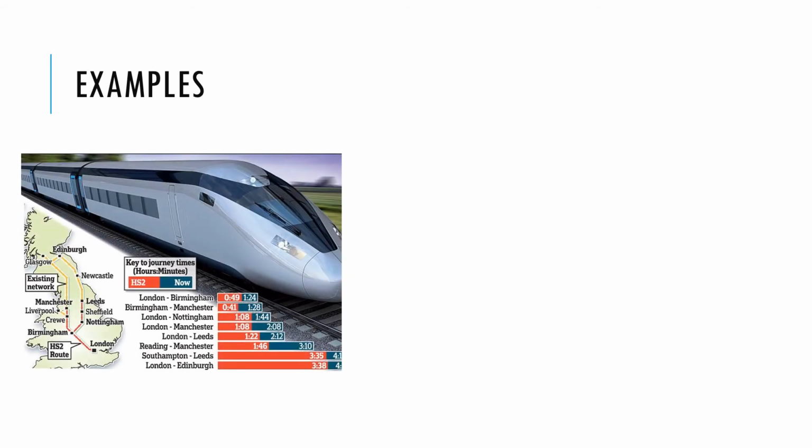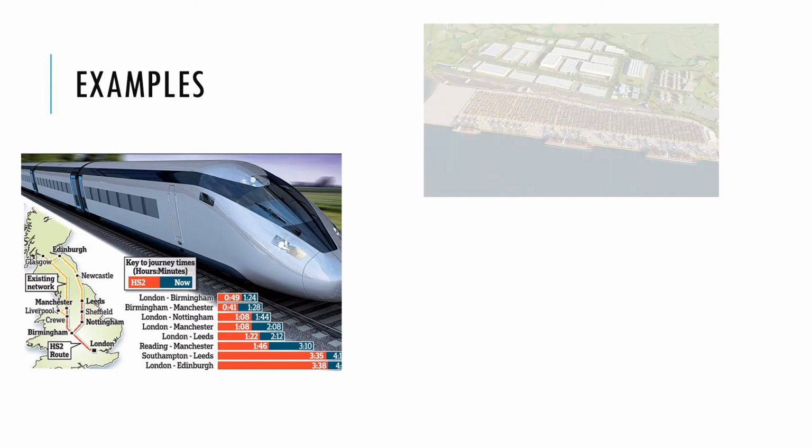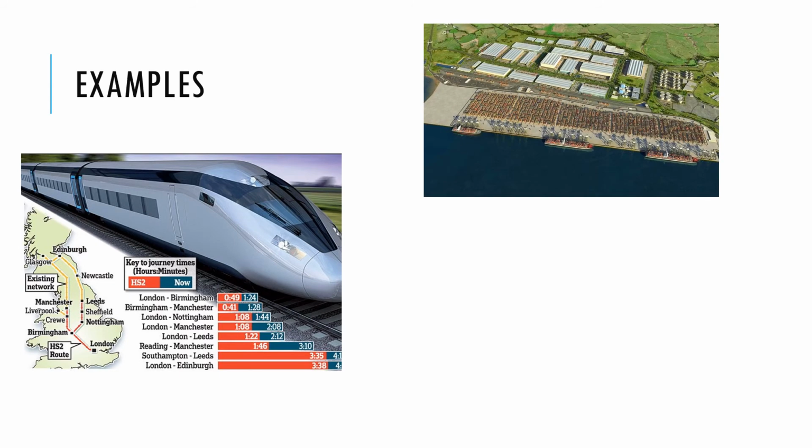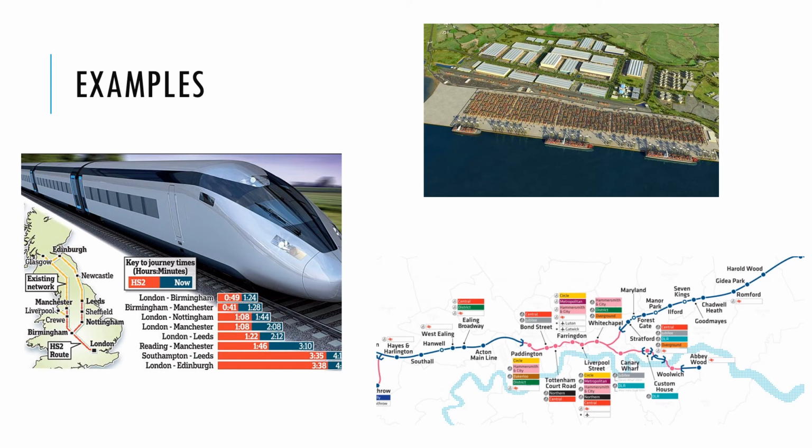High-speed rail 2 would be an example of an interventionist infrastructure policy. So with the Thames Gateway, a large-scale port in southeast of England, and also Crossrail, which is currently being built connecting west to east in the southeast. This would be interventionist infrastructure projects. Businesses could take advantage of this and the potential output of the economy could grow. AS would shift to the right.